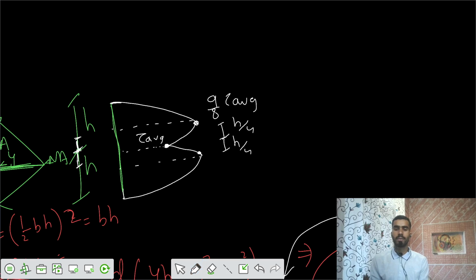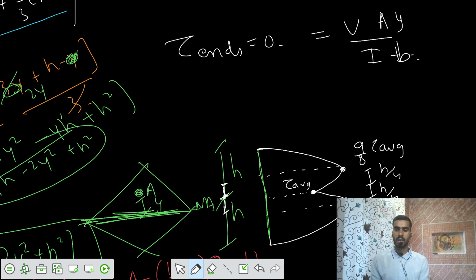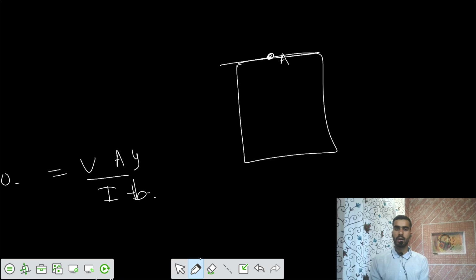One thing I forgot: why does shear stress come 0 at the ends? We have the equation V A y bar by I t. If you take the point A at the end point, from the neutral axis you have some value of y.